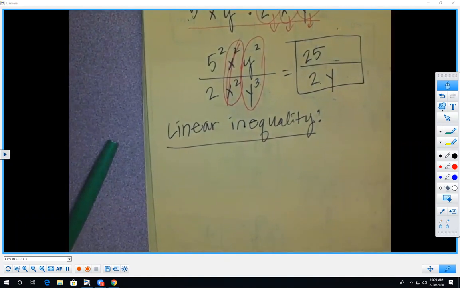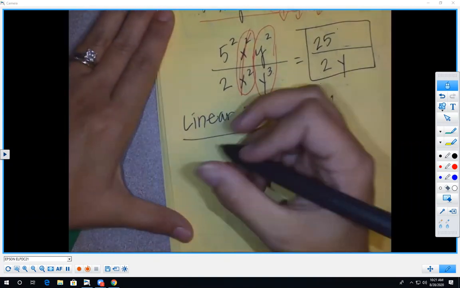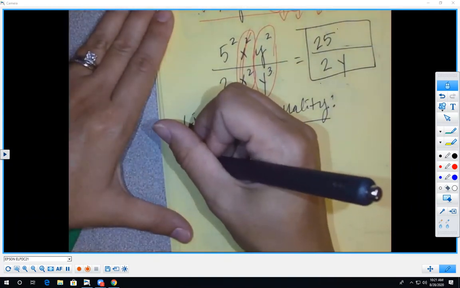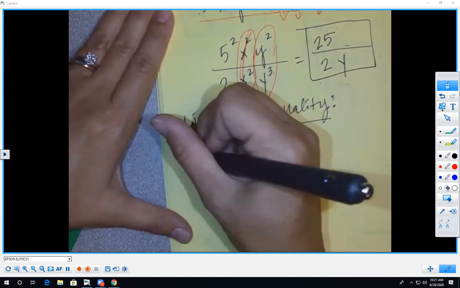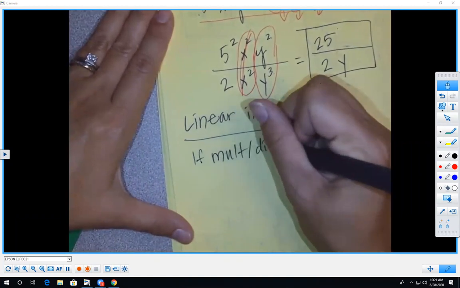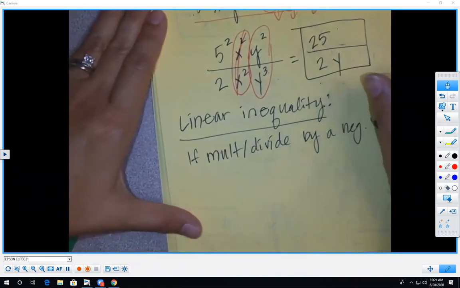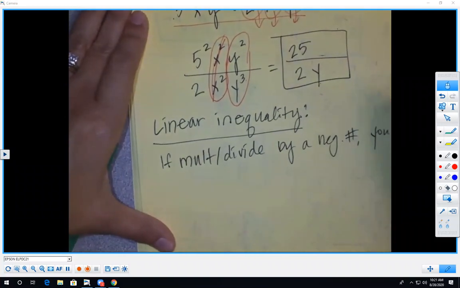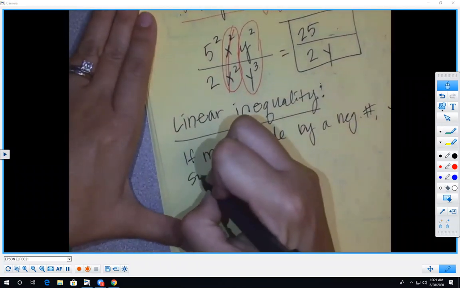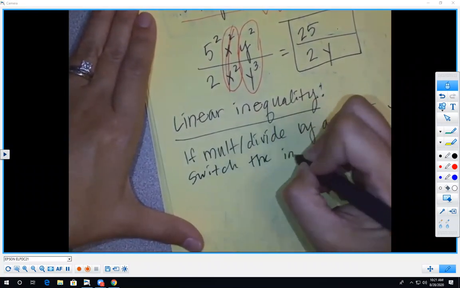So you solve inequalities the exact same way you solve equations. There's just one extra rule. Do you remember the rule for inequalities? Yes. You change the sign if you have to move a negative, I think. Yes. If you multiply or divide by a negative number, you have to switch, flip, whatever you want to call it, the inequality symbol.